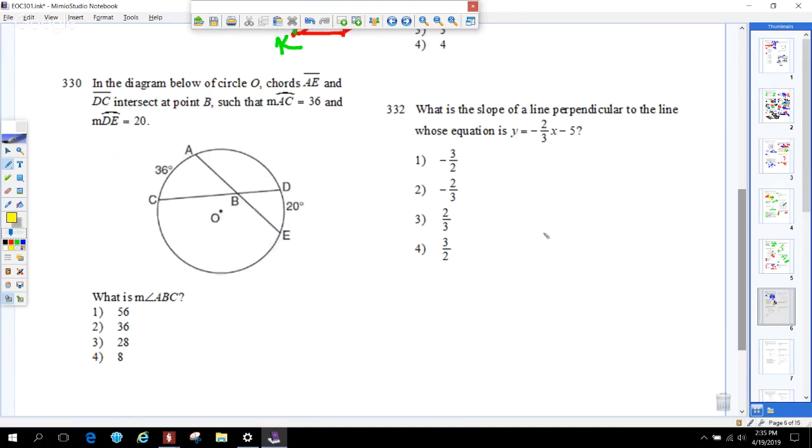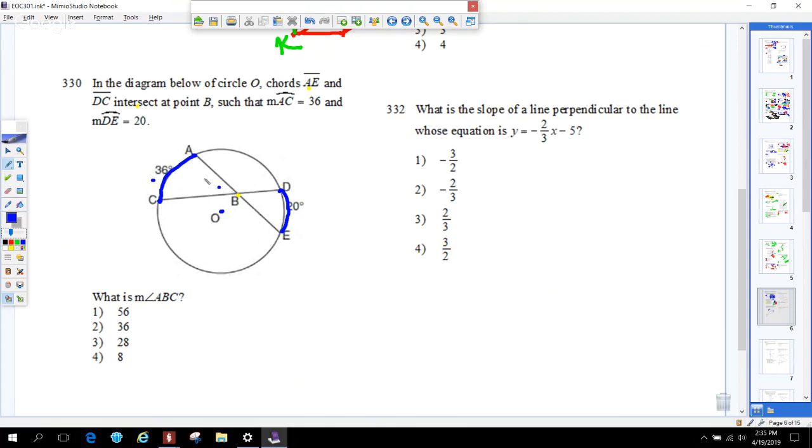Again, we haven't really covered that because I don't expect you're going to see a lot of that on the EOC, if any. Here's the diagram below of circle O, chords A and E intersect at B. It gives us arc measure. Now, here's the issue. Because it gives us arc measure, you might be tempted to think, oh, these are central angles, so this is 36, this is 36. You will be wrong. It only works if it goes through the center, and it clearly doesn't.